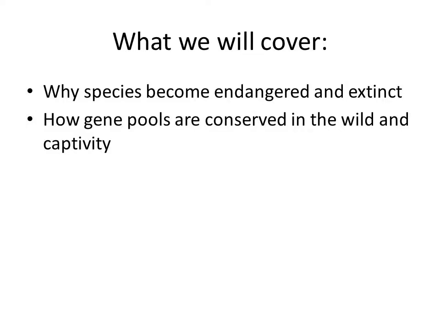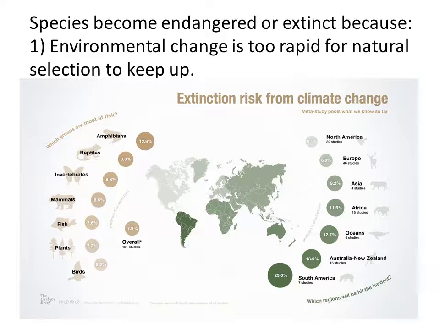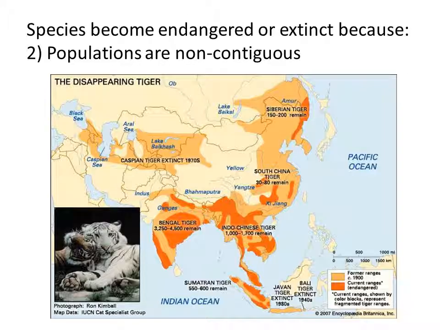also in captivity. One reason that species become endangered or extinct is because environmental change occurs too rapidly for natural selection to keep up. Human activities are causing changes to the environment faster than mutations that might help an organism survive in these new conditions are arising. And if you pause this video and take a moment to study the map shown here, you'll notice that regions like South America and Australia, which have the most unique ecosystems, are those that are being most affected.